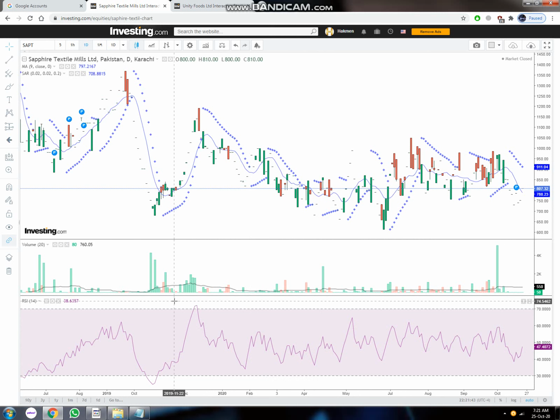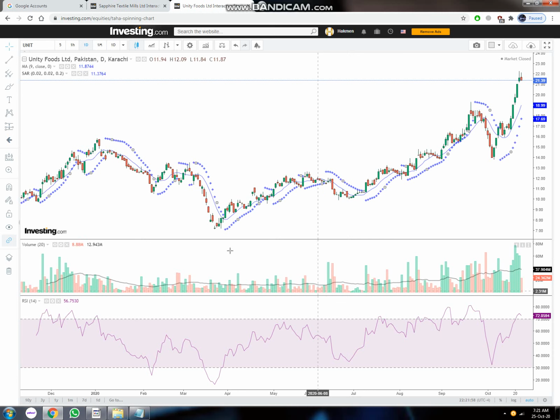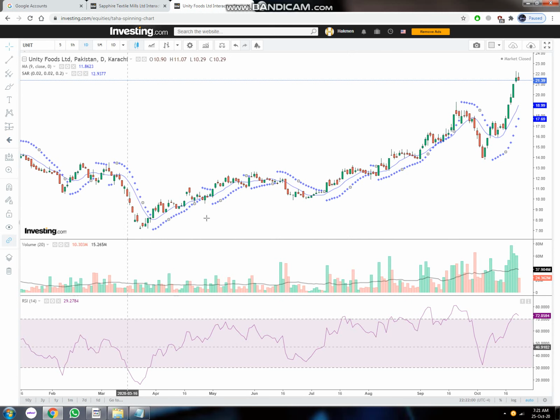It is not necessary for you to use 70 and 30 as the overbought and oversold areas. Whatever levels it forms between these 70 and 30, you can use those as well for profitable trading and better results. The same is the case here with this one. You can use it for this one as well, as overbought and oversold areas.